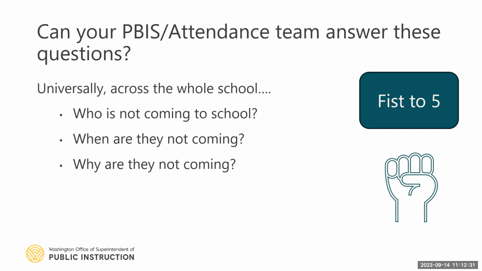Who isn't coming and in what patterns? Not individual kids, but what days of the week aren't they coming? What months aren't they coming? What period aren't they coming? If not, then put it right in your action plan. These are the next steps for your tier 1 team. We've got to get access to that data. Okay, next slide.